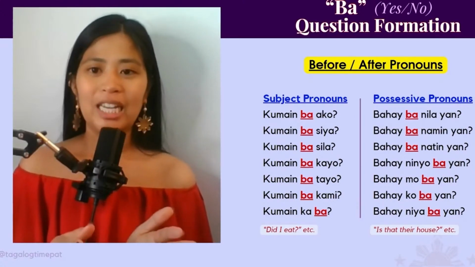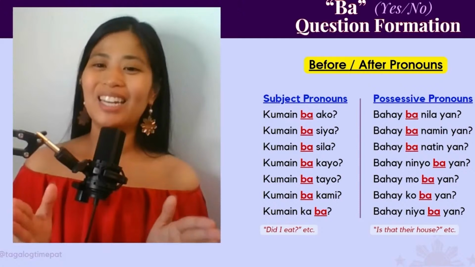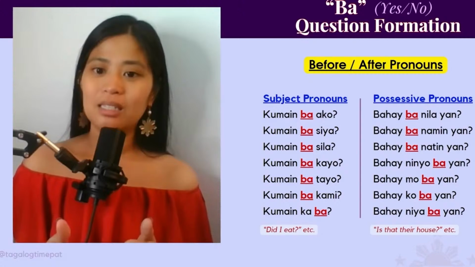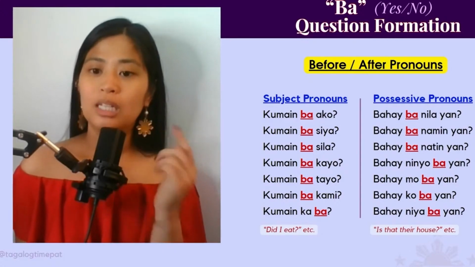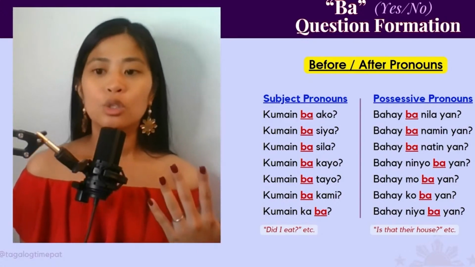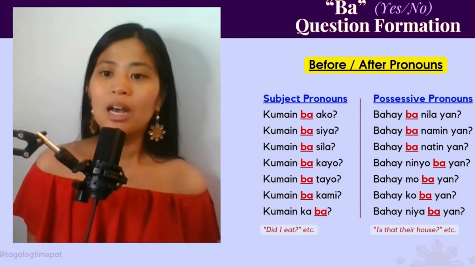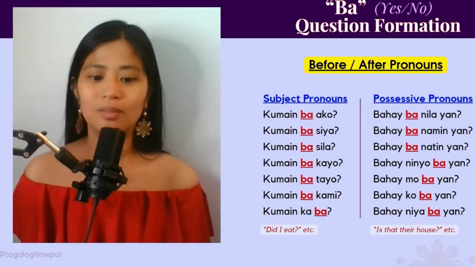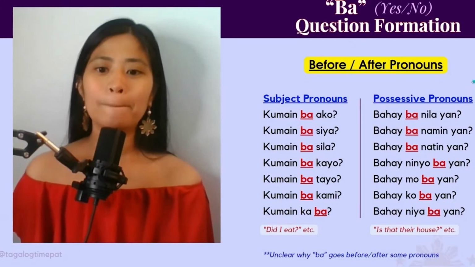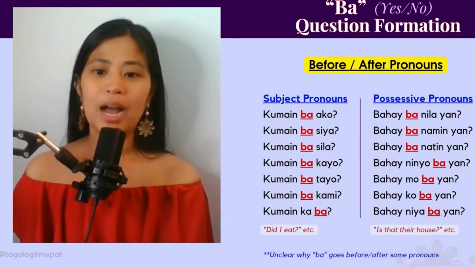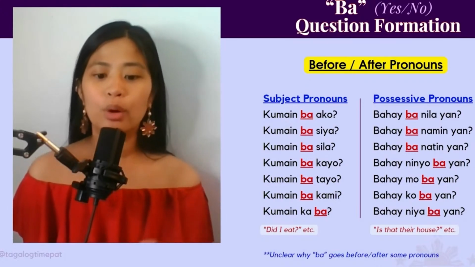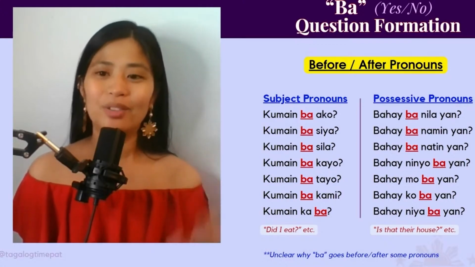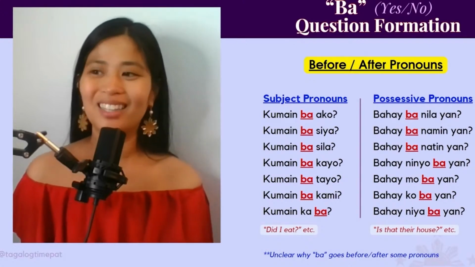So it's tricky. This slide is just to show you that it can be tricky when using ba and pronouns. I would say practice it. Also listen to native Tagalog speakers or listen to Tagalog movies, and you will hear where ba naturally goes. Okay? Again, it's unclear why ba goes before or after some pronouns. And there's no rhyme or reason that I know of. If anyone knows of a reason, please let us all know because I'd love to know.